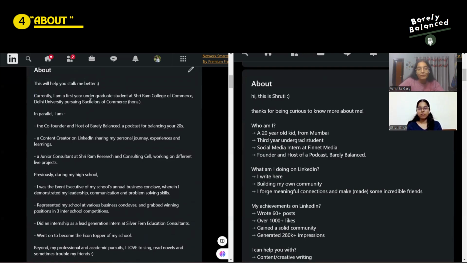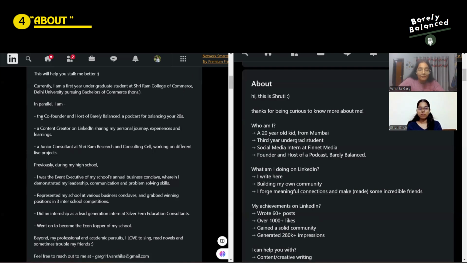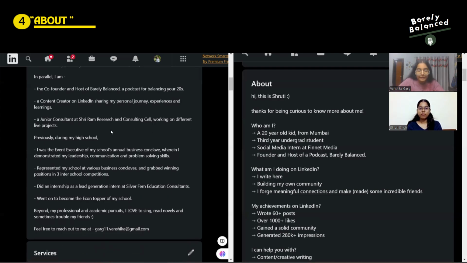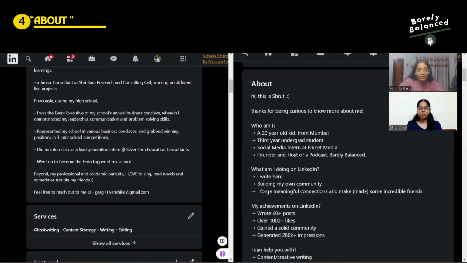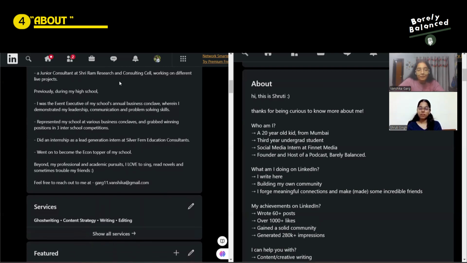It just helps give an overview about your entire life till now. So currently I'm studying at SRCC. In parallel towards that, I'm also a co-founder and host of Purely Balanced. I'm a content writer on LinkedIn, and I also have joined a society, so written about that. And then previously, I've written about my high school. So I was event executive there, represented my school at various business conclaves, did an internship. So everything that I did in my high school years, I wrote about that.